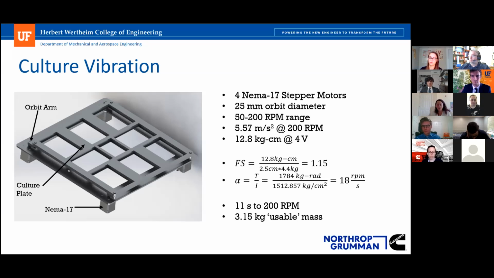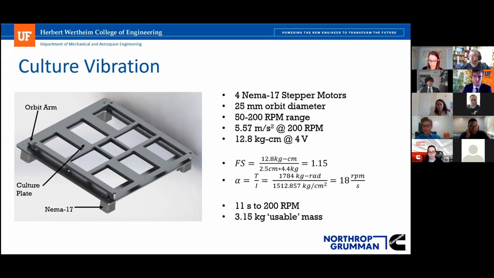We're using NEMA 17 motors. There's also some insulation on all of our stepper motors that isn't pictured, based on the temperature requirements going to 70 degrees C. We needed to add some insulation there. So it's got a 25 millimeter orbit diameter between the center of the stepper motor and the arms. If you look at the spec sheets, we're able to go over 200 RPM, but we decided that 50 to 200 RPM brings us within the range that we needed for our acceleration, if you look at other orbital shakers on the market and what they're able to provide. So we're topping out at about 5.57 meters per second squared at 200 RPM.